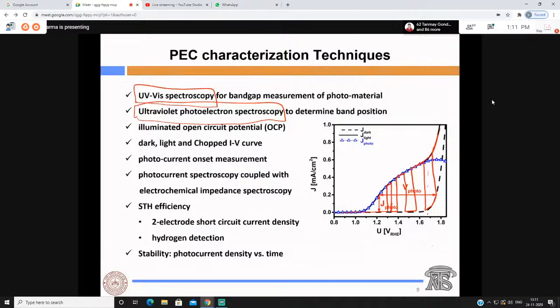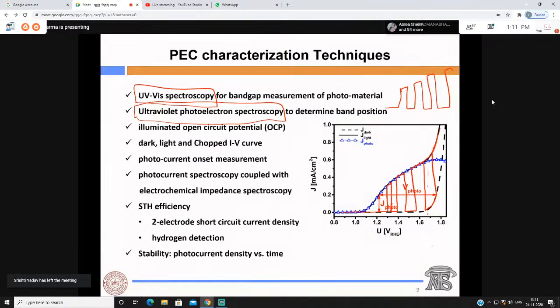That's how it proceeds. So this kind of signal we get says about the response of the material towards the solar light, how quickly it responds to the solar light. That we find out from the chopped IV curve.